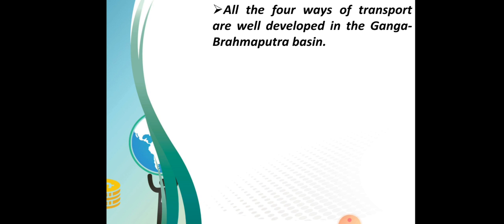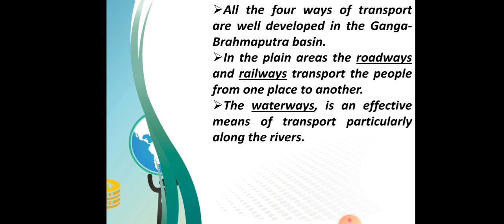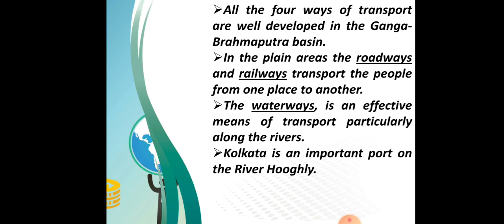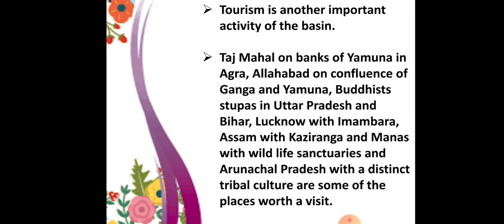All the four ways of transport are well developed in the Ganga Brahmaputra basin. In the plain area, roadways and railways transport the people from one place to another. The waterways is an effective means of transport, particularly along the rivers. Kolkata is an important port town which is located on River Hooghly. The plain area also has a large number of airports.